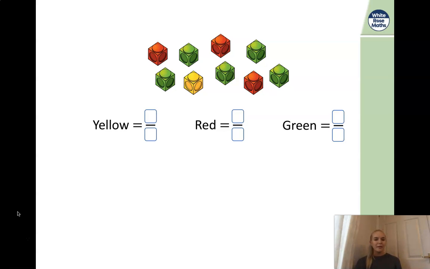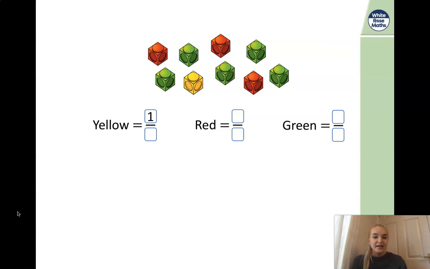Now, do you remember what my denominator represented? That's right, the denominator represented how many equal parts I had. In this case, how many cubes I have. So, pause the video and have a think if you can work out the fractions to each of these coloured cubes, okay? Off you go.